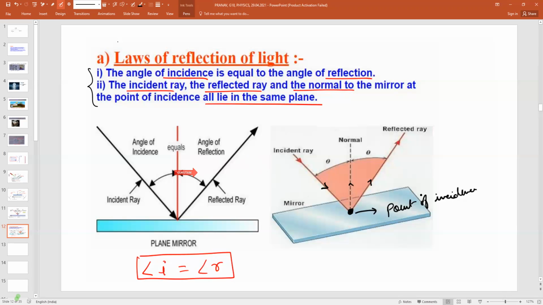And you can understand it by an example. You throw a ball on a wall, correct? If you are throwing the ball like this, what will happen? The ball will come like this. Can you see that? So whatever angle you have thrown the ball at, the same angle you will get back.